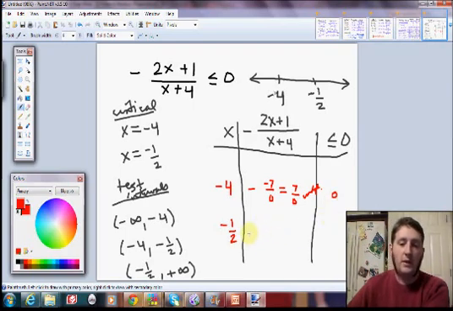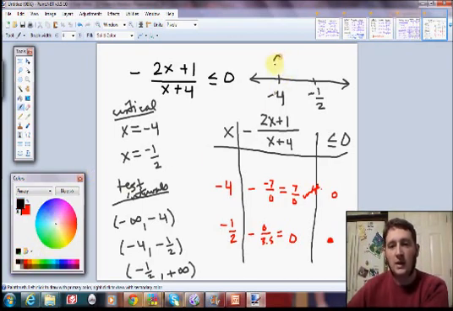Whereas -1/2, you get the negative. 2 times -1/2 would be -1. -1 plus 1 is 0. -1/2 plus 4 would be 3.5. Well, it doesn't matter what else is going on. That's still going to be 0, which does check. It is going to be less than or equal to 0. So this is actually a closed endpoint. So not so fast, fellas. What we've got going on in this problem is an open endpoint at -4 and a closed one at -1/2.